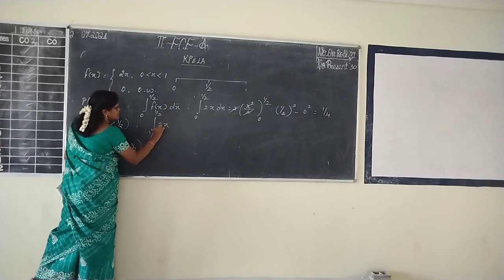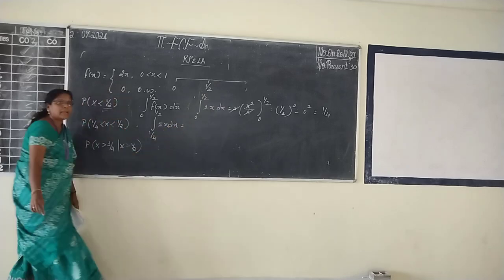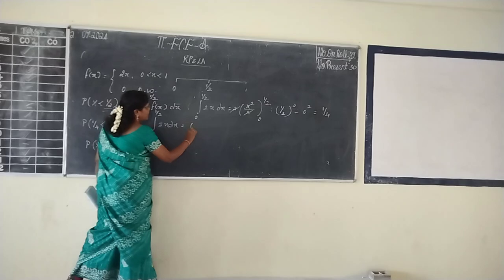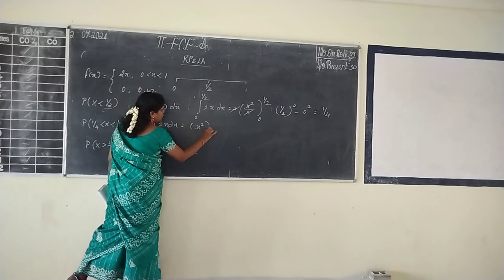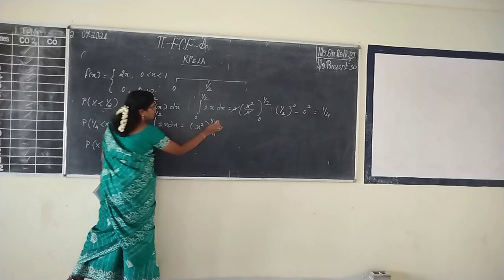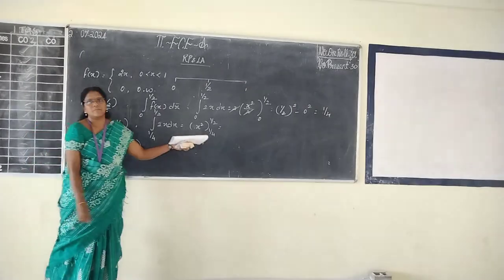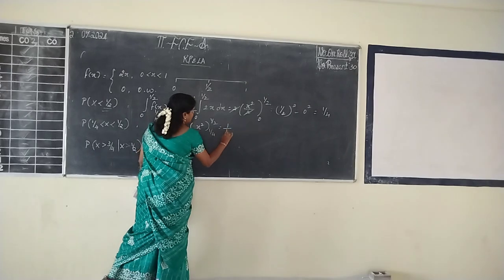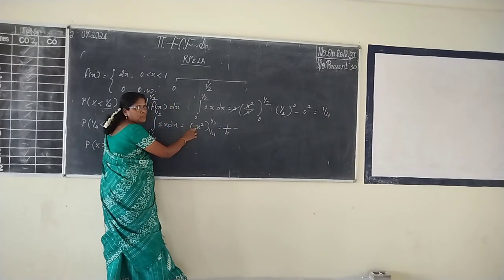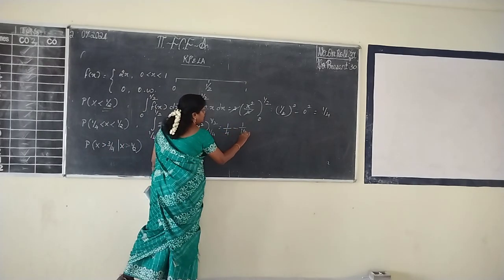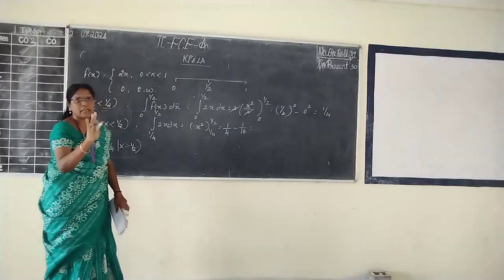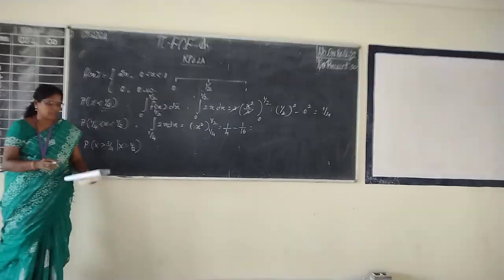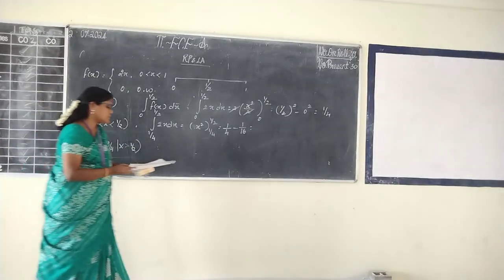2x into this. Again same logic. Integral of x will be x square by 2, the 2 cancels. So x square within the limit 1 by 4 to 1 by 2. X equal to 1 by 2, 1 by 2, minus x equal to 1 by 4, 1 by 16. No need to take LCM and make it complicated. Put it in your calculator and give me the answer. What is the answer? 3 by 16.